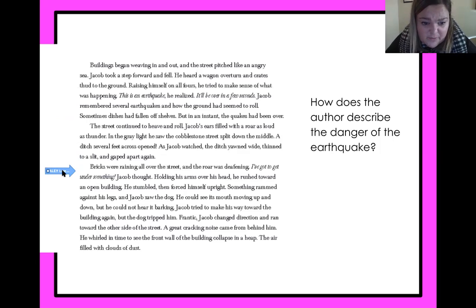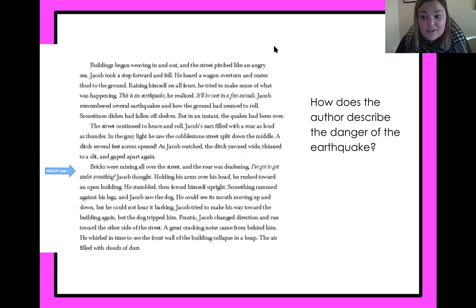I've got to get under something, Jacob thought. Holding his arms over his head, he rushed towards an open building. He stumbled, then forced himself upright. Something rammed into his leg, and Jacob saw the dog. He could see its mouth moving up and down, but he could not hear it barking. Jacob tried to make his way towards the building again, but the dog tripped him. Frantic, Jacob changed direction and ran toward the other side of the street. A great cracking sound came from behind him. He whirled in time to see the front wall of the building collapse in a heap. The air filled with clouds of dust.